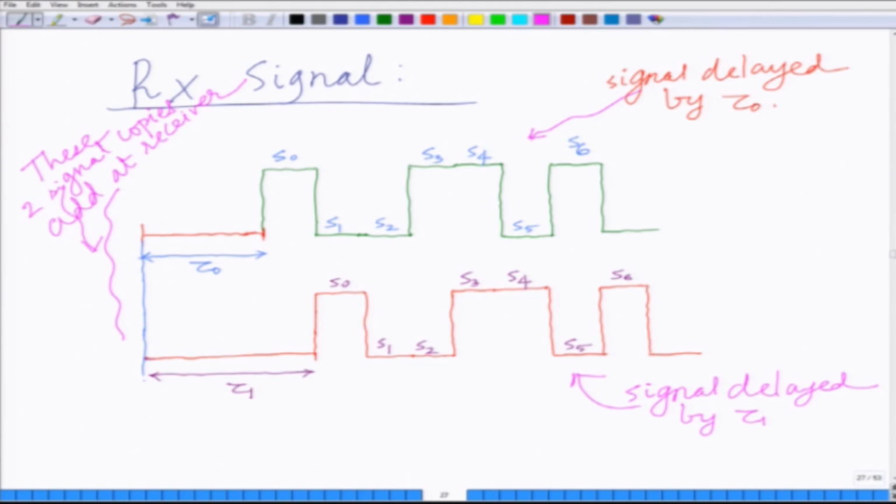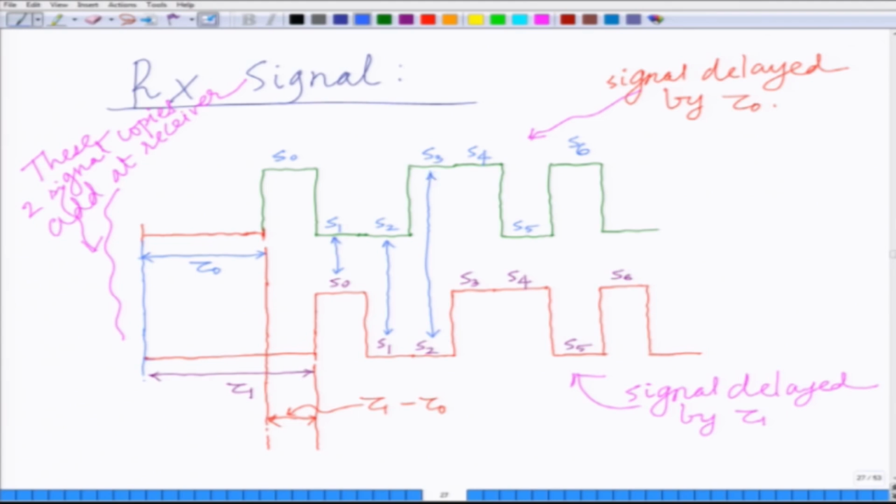Now you can see something interesting that is happening when they are adding. Let us look at this relative delay. This is a key here. This relative delay is equal to tau 1 minus tau naught. Now this tau 1 minus tau naught is greater than the symbol time, which is T. And therefore, when these two signals add here at the receiver, S1 from the signal delayed by tau naught will overlap with S naught, S1 will add with S naught. Similarly, S2 will add with S1. Similarly, S3 will add with S2 and so on.